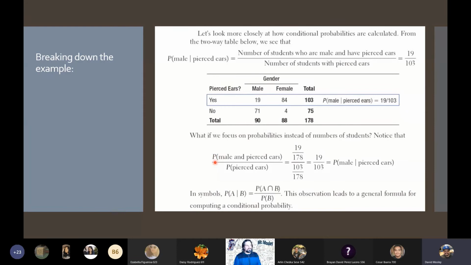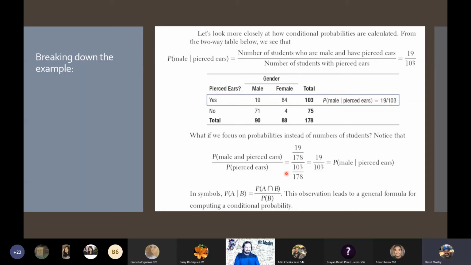So if we look at this, the probability of male and pierced ears, which is this top part here, the numerator, is 19 out of 178. That was a previous result. The probability the student has pierced ears is 103 out of 178. Since these both have the same denominator, and we're dividing, the denominators cancel, and we just end up with 19 divided by 103. So we get the same answer.